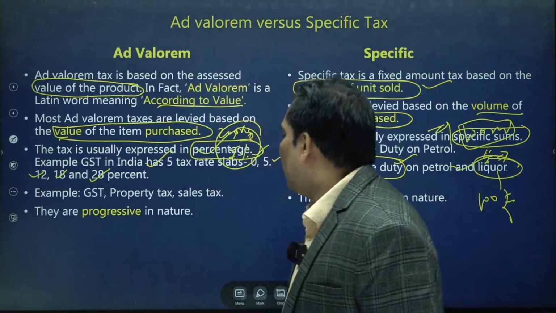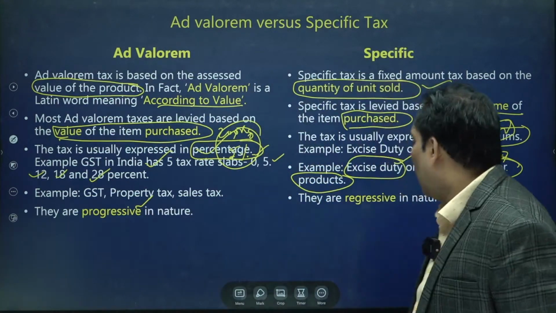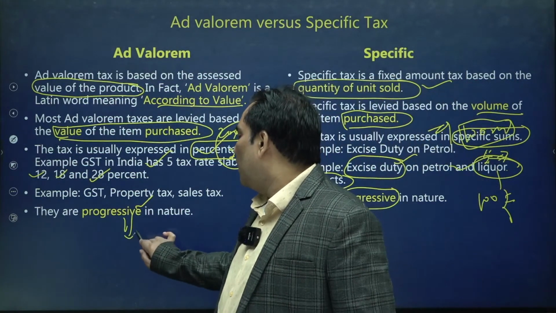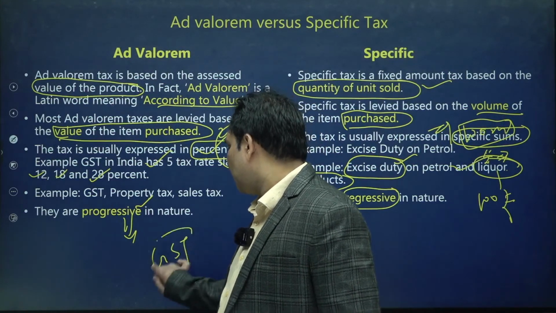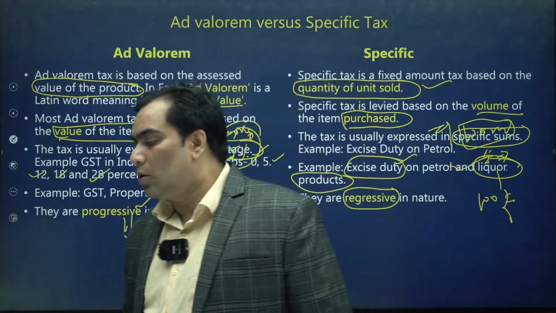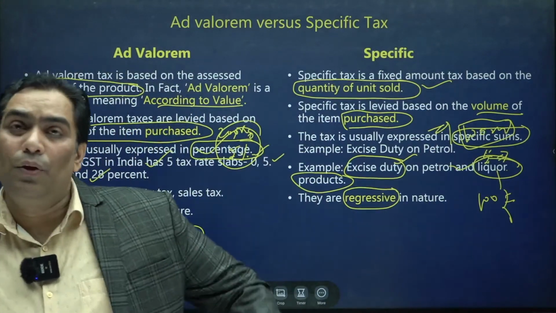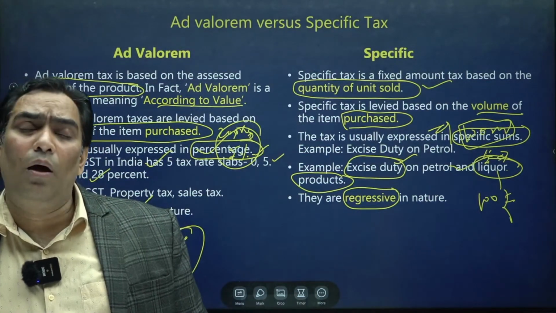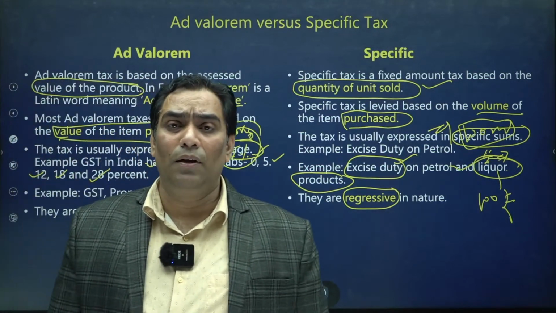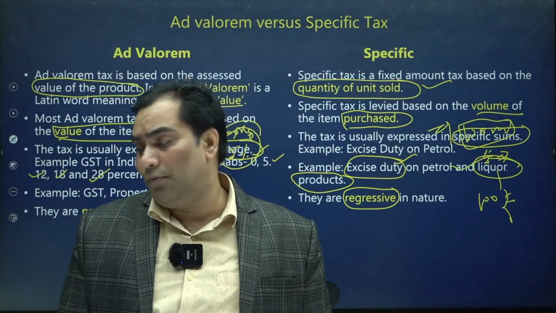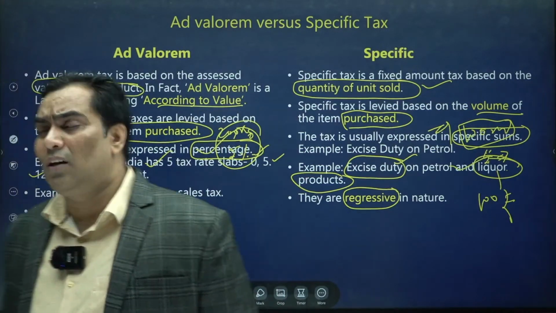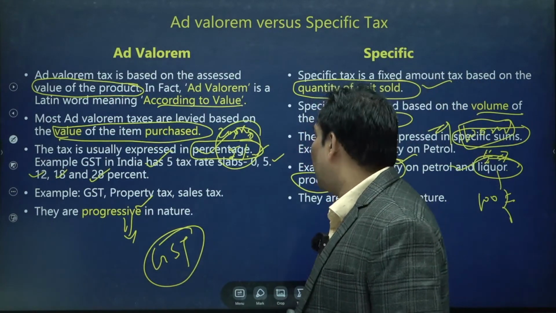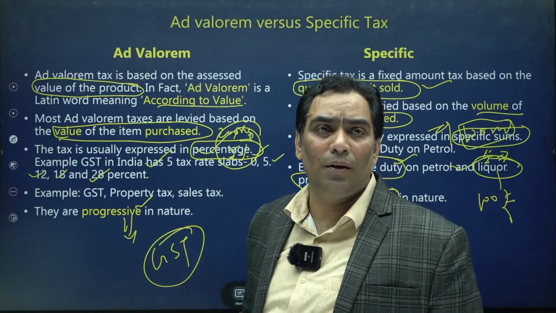Ad valorem taxes are progressive in nature, we discussed already, and specific taxes are regressive in nature. Because these are progressive in nature, we replaced VAT and came with GST. There was a lot of hue and cry. We wanted to implement GST since 2002, but we were able to introduce GST in 2017 only, after 15 years and a lot of efforts. That's why UPSC has repeatedly asked questions up to 2016, and after that also, in mains as well as prelims. So we will discuss that in great detail.